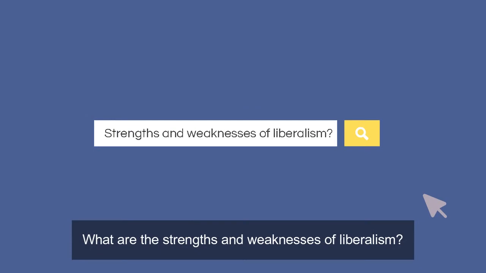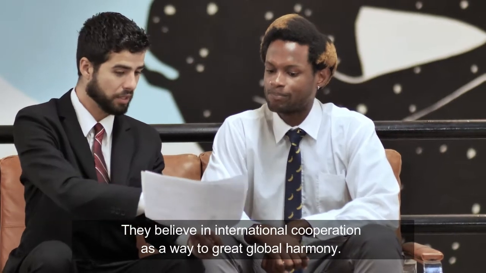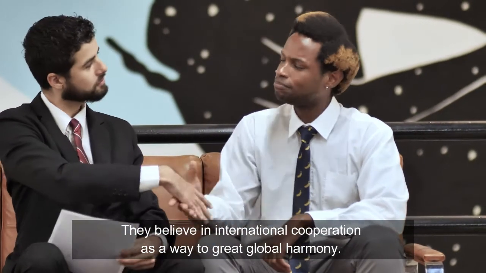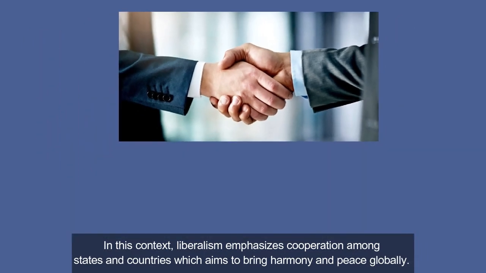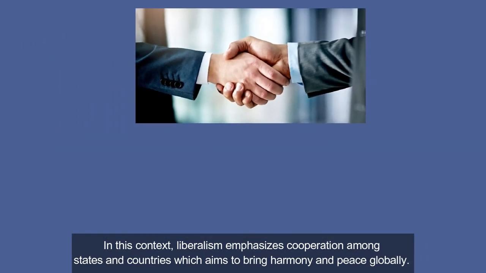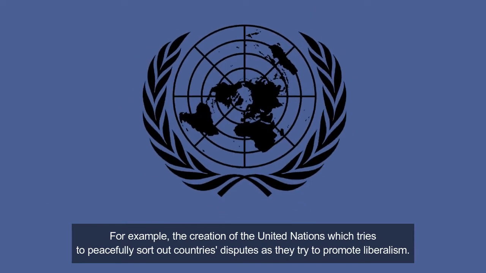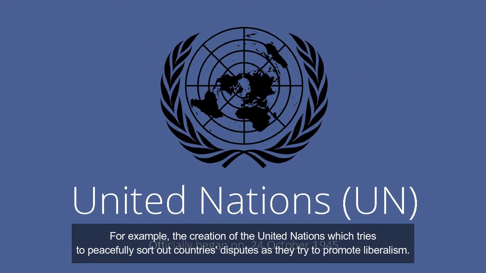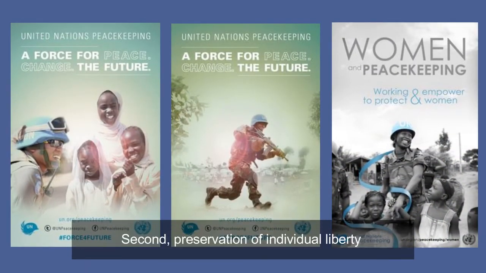Next, what are the strengths and weaknesses of liberalism? The belief in international cooperation as a way to create global harmony. In this context, liberalism emphasizes cooperation among states and countries, which aims to bring harmony and peace globally. For example, the creation of the United Nations, which tries to peacefully sort out countries' disputes, as they try to promote liberalism.